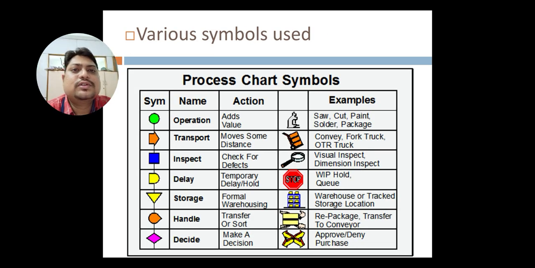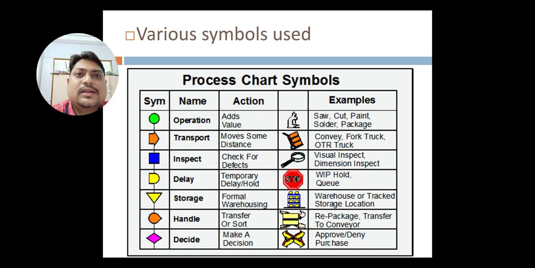So I would like to show you some symbols that are used. Operation is a circle. Operation means sewing, cutting, painting, soldering, packaging. All these are operations. This kind of activity, when carried out in production work, is indicated by the symbol circle. Then when transportation is done using some conveyor, fork truck, OTR truck, crane, the transportation symbol is an arrow.